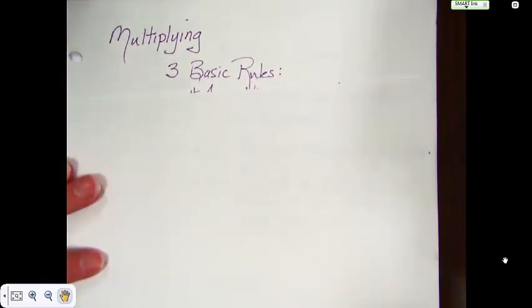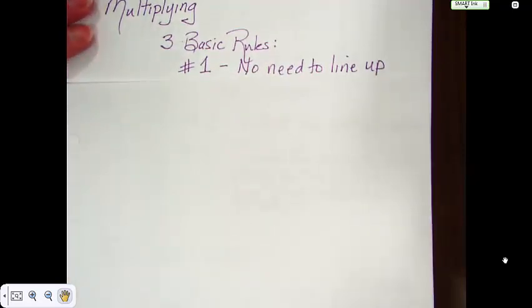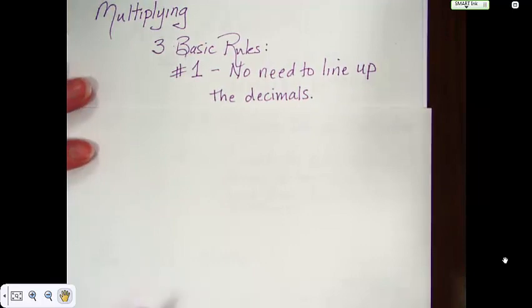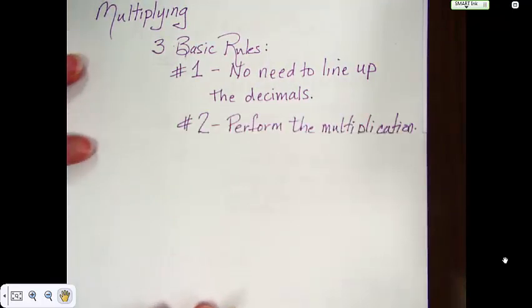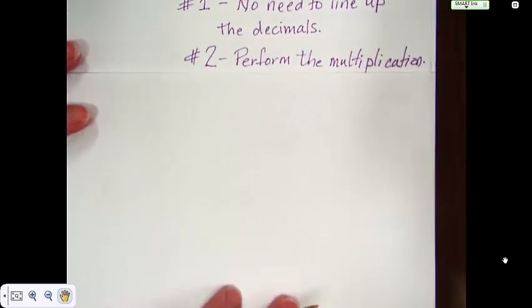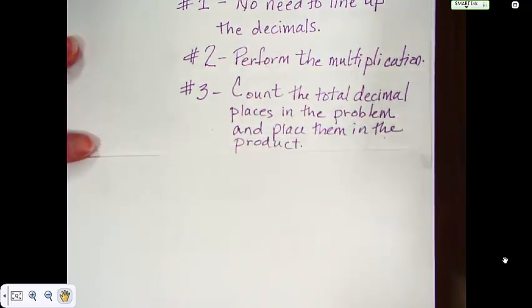Okay, now when we talk about multiplying decimals, there are three basic rules. Number one is no need to line up the decimal points. In multiplying decimals, you don't line them up. You don't have to worry about that. Secondly, you just perform the multiplication just the way it is without lining up the decimal points. Thirdly, count the number of total decimal points in the problem and then place them in the product. Okay, now what does that mean?